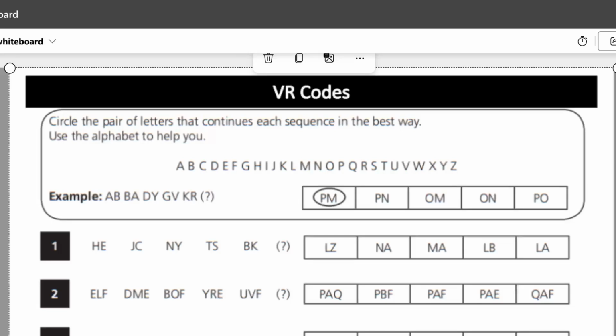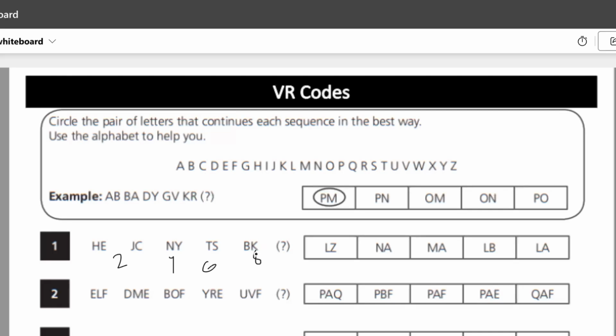We're going to be starting off with VR codes with question number 1. So we see here that we're going to be adding. We need to go H to J, which is 1, 2, that's going to be 2, and then J to N is going to be 1, 2, 3, 4, and then N to T is going to be 1, 2, 3, 4, 5, 6, so we can see we're going up in even numbers, and then T to B is going to be 1, 2, 3, 4, 5, 6, 7, 8.